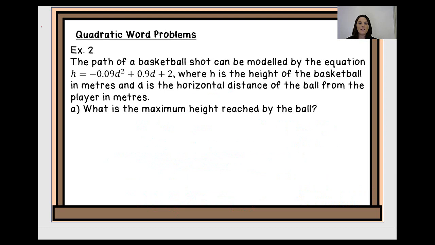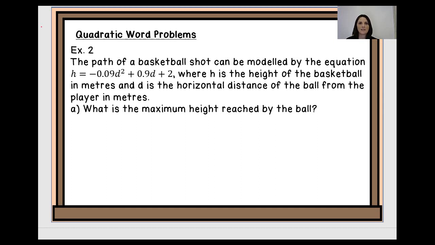Example number 2. The path of a basketball shot can be modeled by an equation h is equal to negative 0.09d squared plus 0.9d plus 2, where h is the height of the basketball in meters and d is the horizontal distance of the ball from the player in meters. Part A. What is the maximum height reached by the ball?